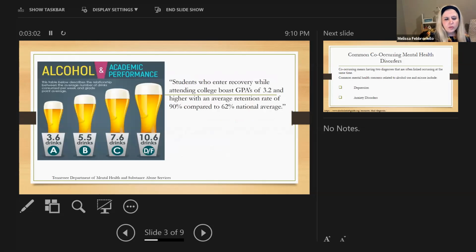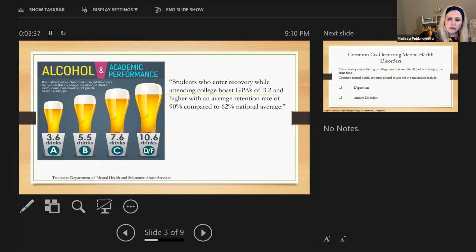We took this from the Tennessee Department of Mental Health and Substance Abuse Services, and this chart shows alcohol and its correlation to academic performance. Looking at the drinks, if we were to have 3.6 drinks per week, they found that the average grade point average of those students was an A. 5.5 drinks per week went into a B, 7.6 drinks into a C, and then 10.6 drinks or more was a D, or a failing grade, an F.